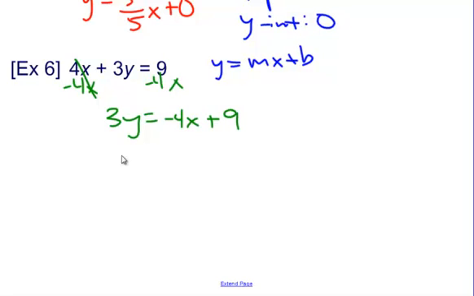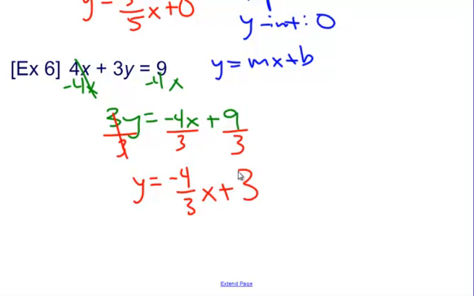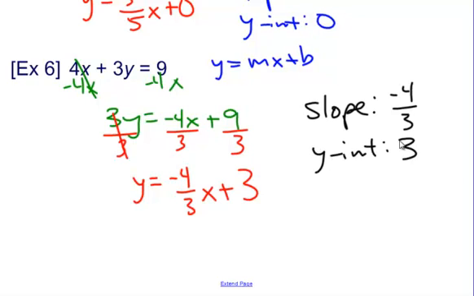From here, we still don't have that y alone, right? We still have to do that. So divide by 3, and we have to divide everything by 3. So that cancels. We have y equals negative 4/3 x plus 9 divided by 3 is 3, right? So my slope is negative 4/3, my y-intercept is positive 3.